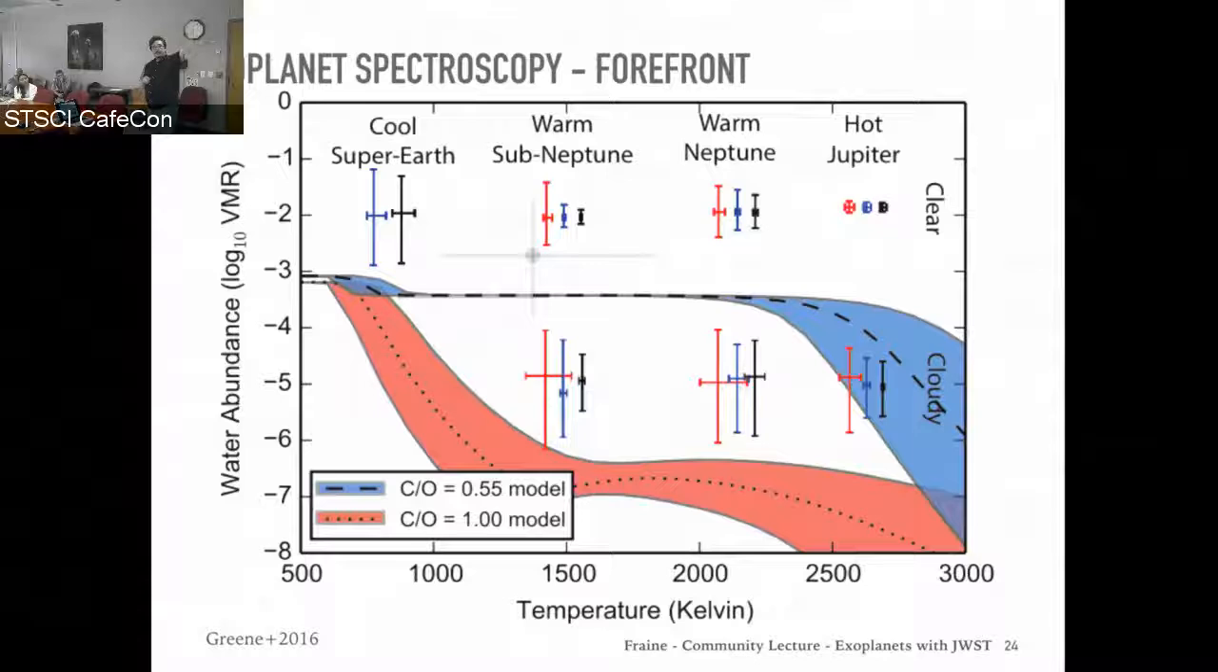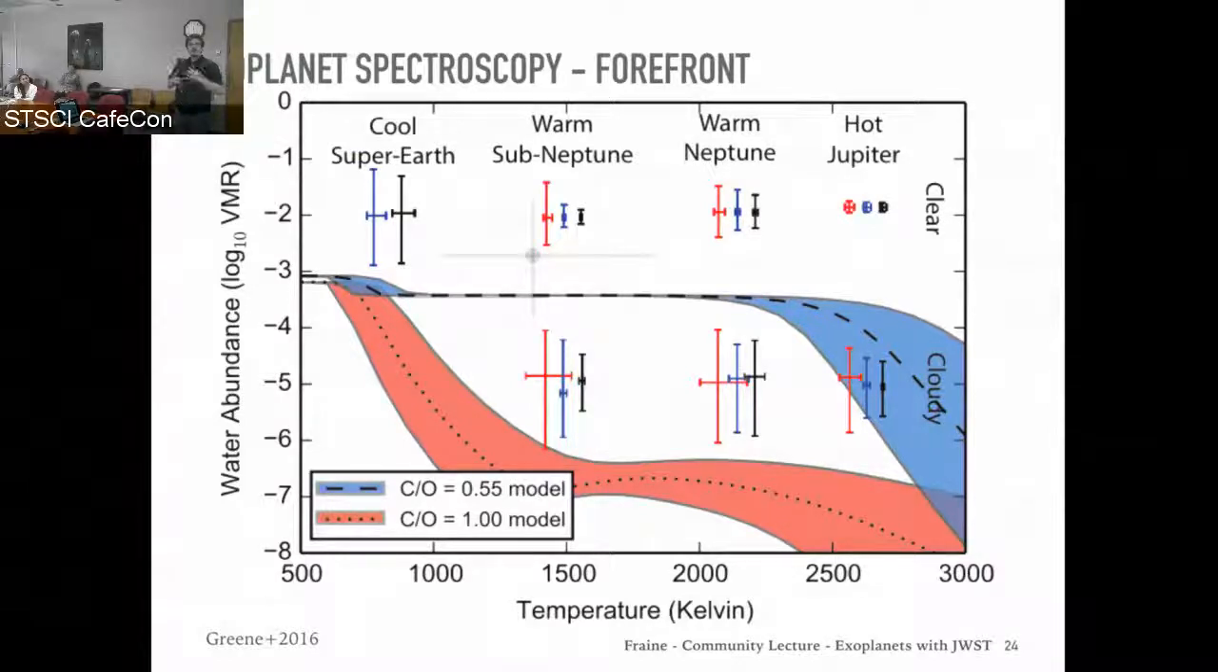Ignore the clear and cloudy names right now. The blue curve there is a solar C to O ratio, what you would expect for the abundance of water at a variation of temperatures. And this gray bar here, you can see in the middle, is the best we've done so far with HST WFC3 IR, with just detecting the abundance of water. And again, you can do these kinds of plots for carbon species as well, but we've not made positive carbon detections yet.